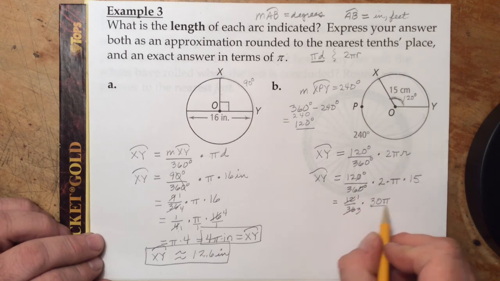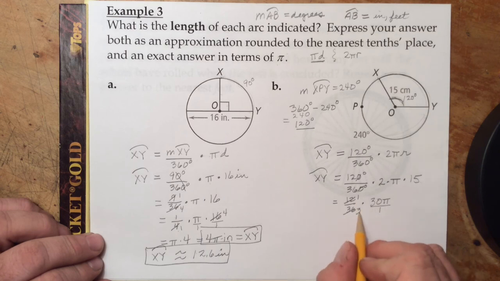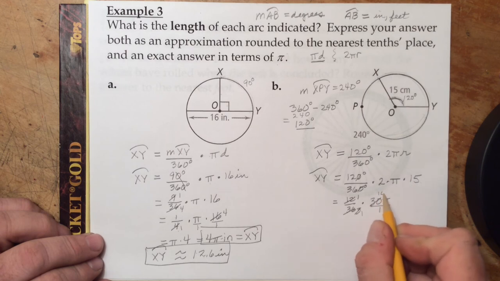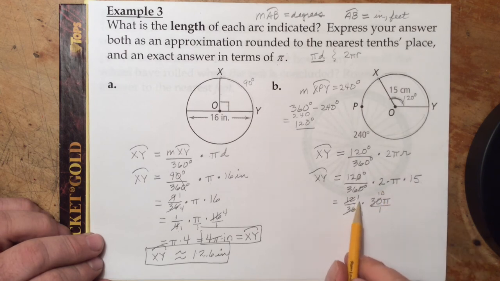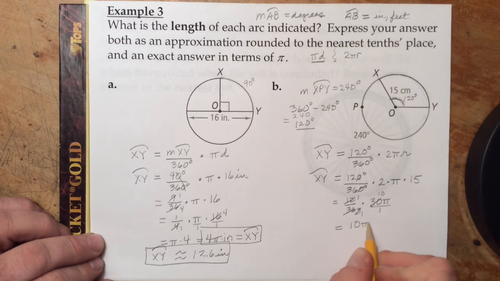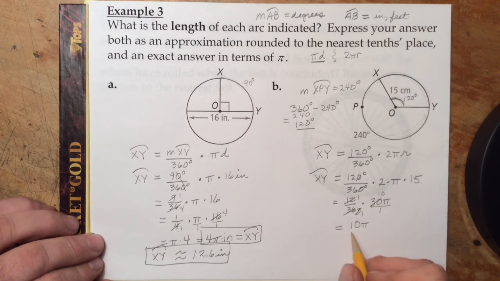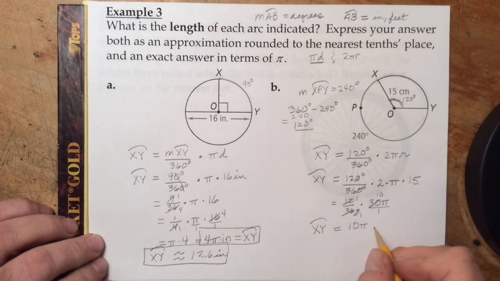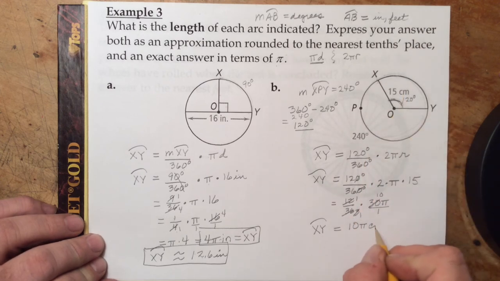If you place 30 pi over 1, you now have 1/3 times 30 pi over 1. 3 and 30 are both divisible by 3. 3 goes into 3 once, 3 goes into 30 10 times. So now we're left with 1 over 1 times 10 pi over 1, or simply 1 times 10 pi over 1 times 1, which is 1, and so we don't need the 1 down there. We get 10 pi is the length of arc XY, and this one is in centimeters.